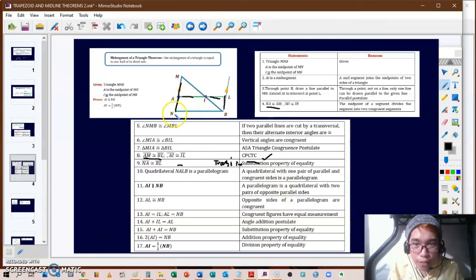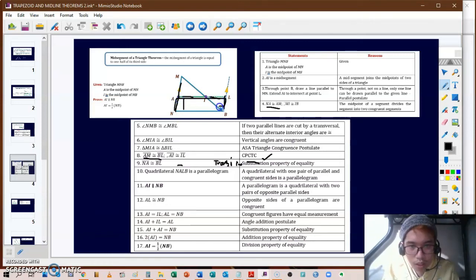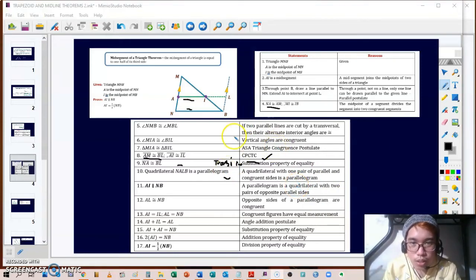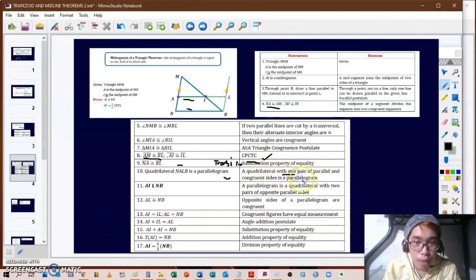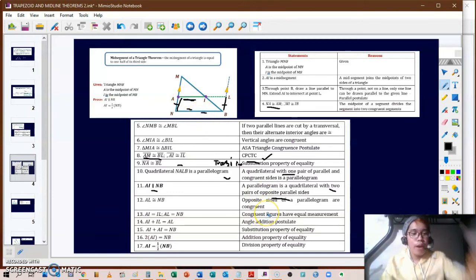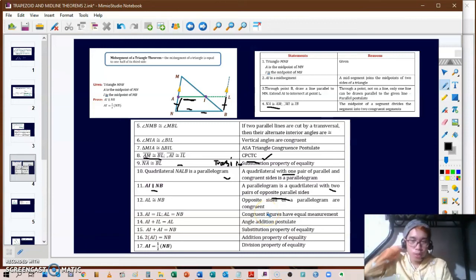Therefore we have a new figure at the bottom. We can see that we have parallelogram NALB. A quadrilateral with one pair of parallel congruent sides is a parallelogram, and we can see that those sides are NA and LB. We've already proved that NA is congruent to BL. Also, AI is parallel to NB, because a parallelogram is a quadrilateral with two pairs of opposite parallel sides. And AL is congruent to NB because the opposite sides of a parallelogram are congruent.